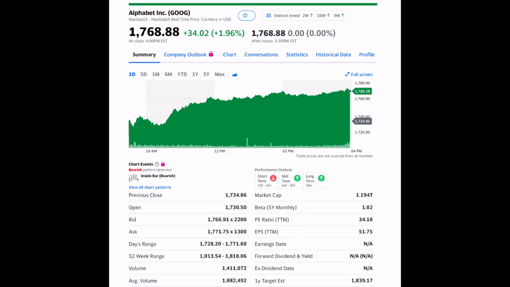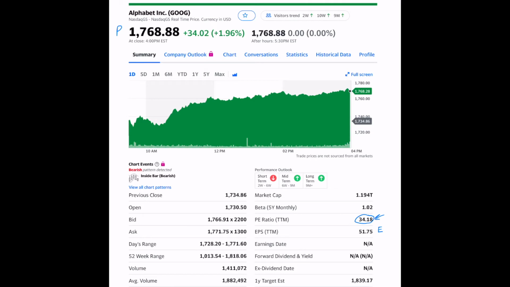So let's look at a real-world example. If we look at the stock for Alphabet Inc., which is the parent company of Google, and we want to find out their PE ratio, we would take Alphabet Inc.'s share price, P, which is $1,768, and we would divide it by Alphabet's earnings per share, which is $51.75, E. That gives us a PE ratio of 34.18.